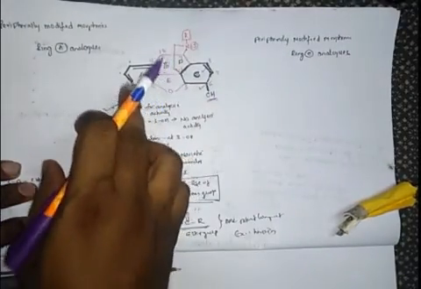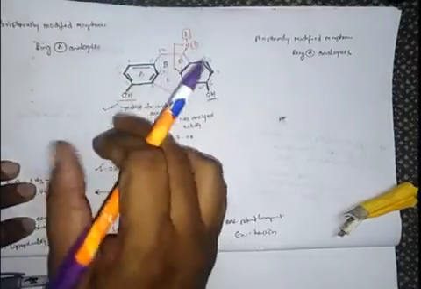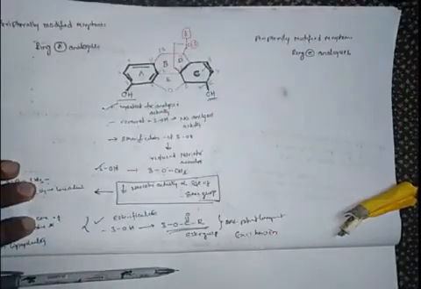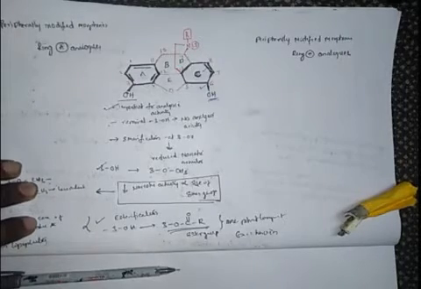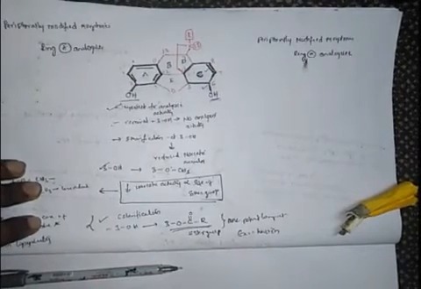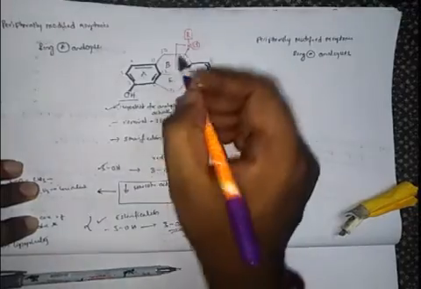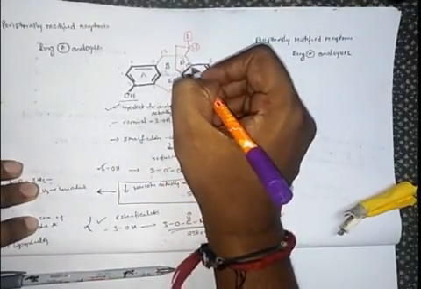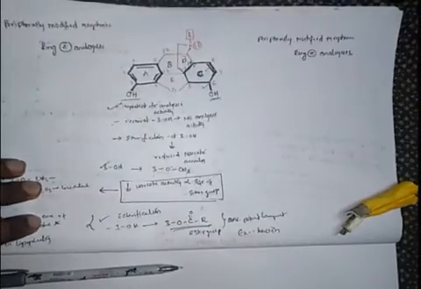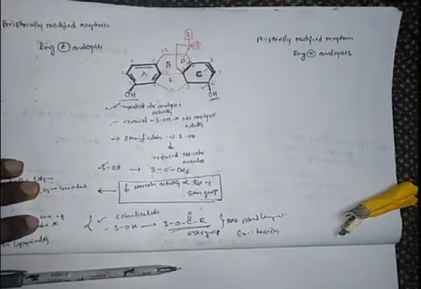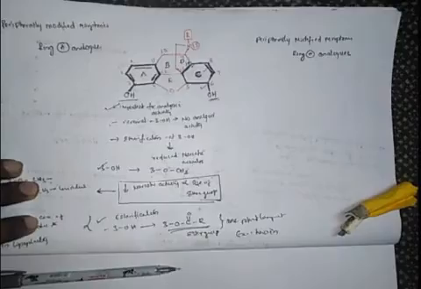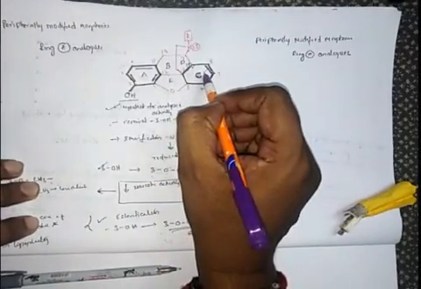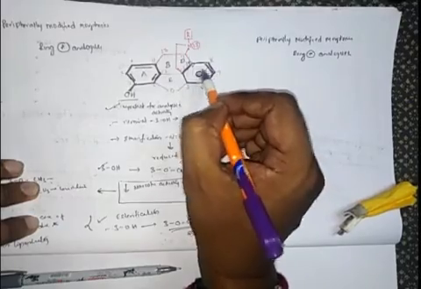On ring A analogs, only one site is possible for modification, that is the third position. Coming to ring C, there are three possible sites of modification. The first site is at the 6th position, the second is the 7,8 double bond, and the third is the 14th position, where we can also do modification.